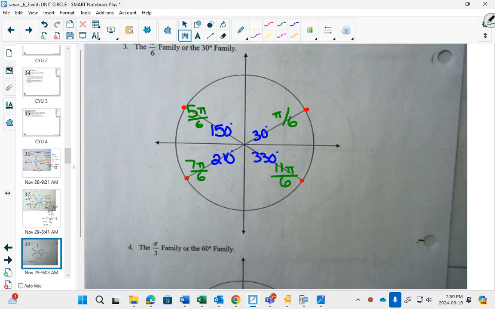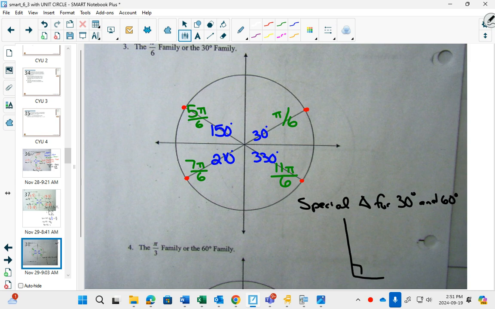And the special triangle for 30 degrees happens to also be the special triangle for 60 degrees. So in this space in between the two, we can write special triangle for 30 degrees and 60 degrees, because if I draw a right angle triangle and I make this angle 30 degrees, because it has to add up to 180, this will be 60 degrees.